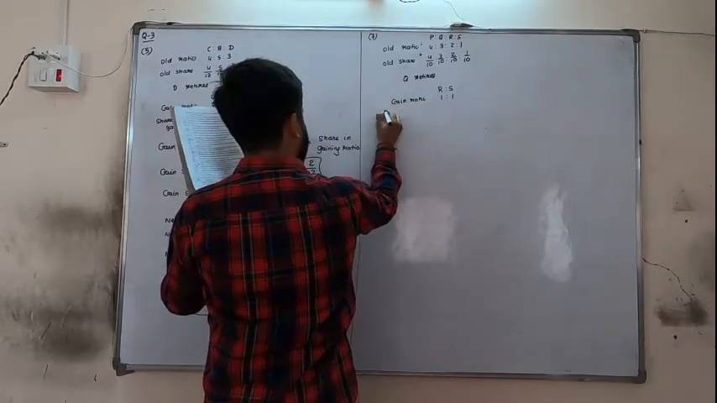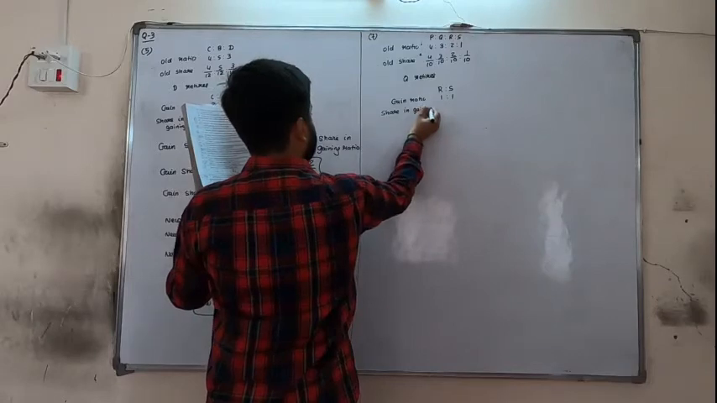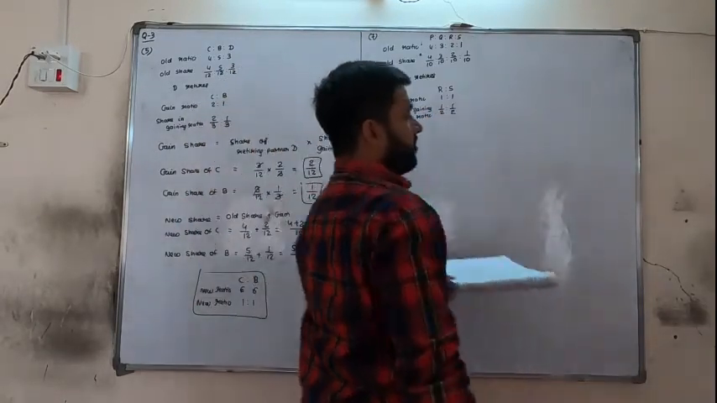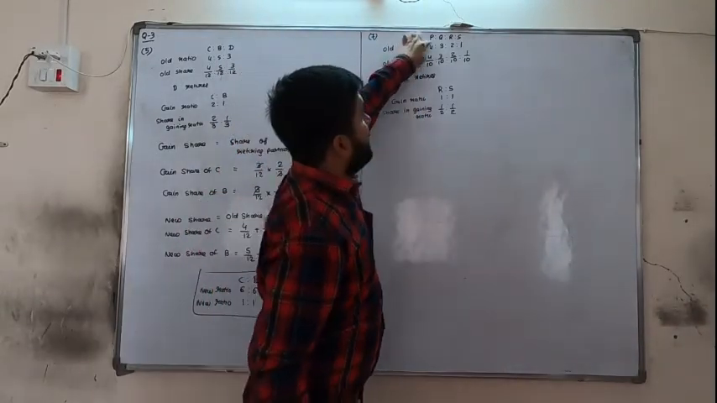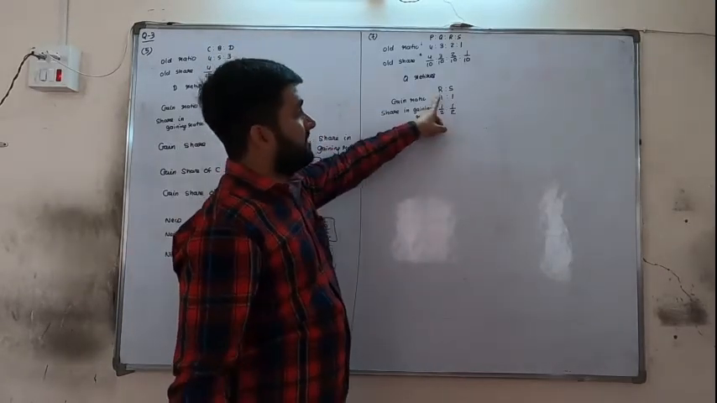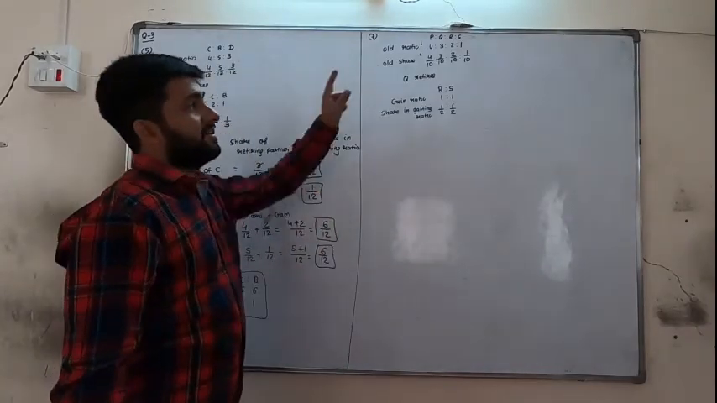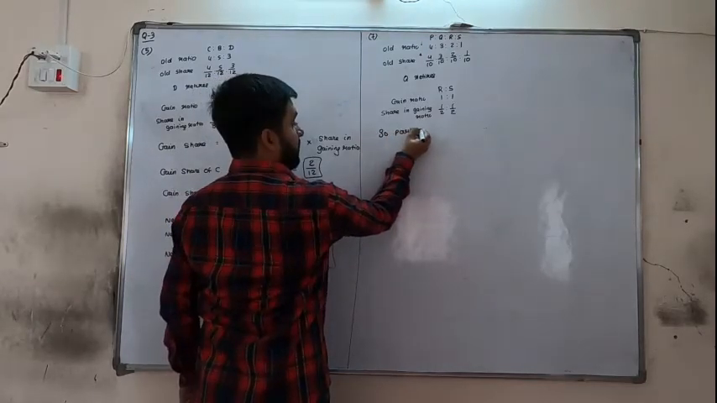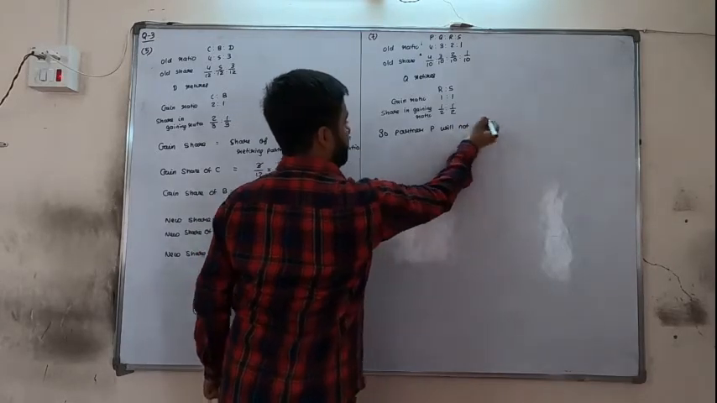So share in gaining ratio would be 1/2, 1/2. Also, you can see Q is retiring. So P, R, S are old partners, so they are continuing partners. But here the gain is given between R and S, so we can understand that partner P will not gain.